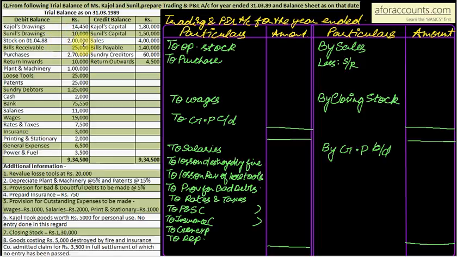Opening stock 2 lakh, so opening stock 2 lakh over here in trading account debit side. Okay, bills receivable is an asset. Purchases 2,70,000. So purchases in the inner column of your trading account 2,70,000 because there must be some adjustments.